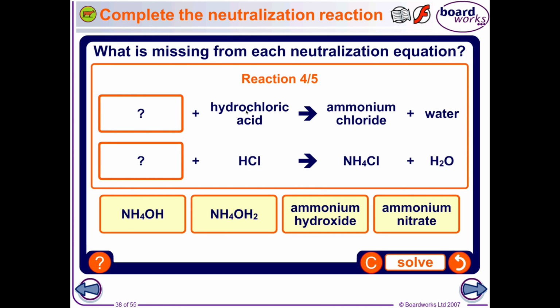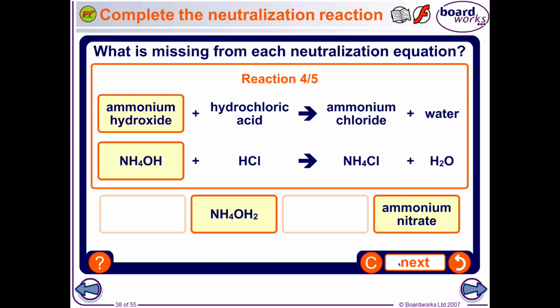Right, next one, something plus hydrochloric acid gives ammonium chloride plus water. Hopefully when we look at that we can see that we're going to be using ammonium hydroxide, which is NH4OH. The key to this is you've got to use a hydroxide. You can't use ammonium nitrate, so we haven't even done that. Ammonium hydroxide plus an acid gives ammonium chloride. Why is it chloride? Because of hydrochloric acid.